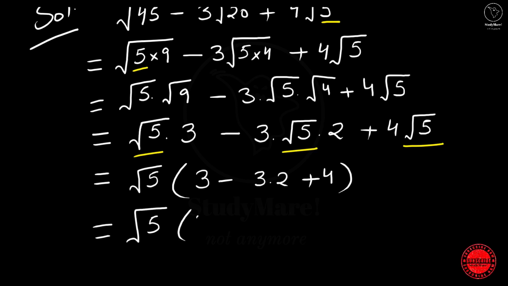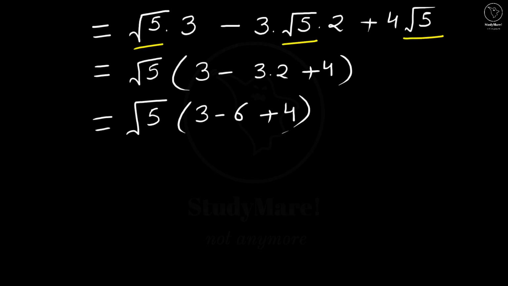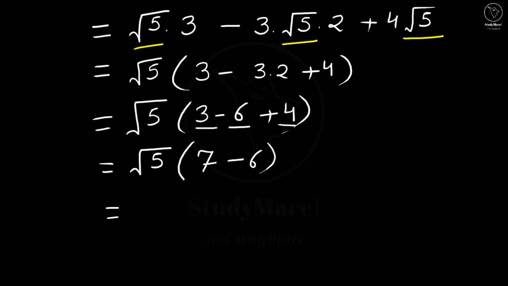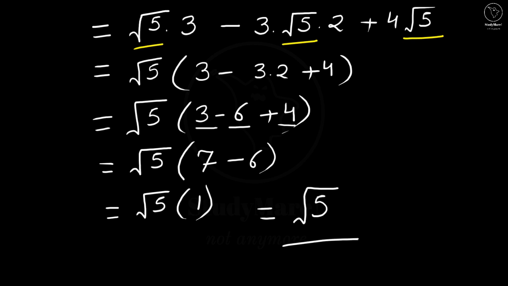into 3 minus 3 into 2 is 6 plus 4, which is equal to root of 5 into 3 plus 4 we get 7, and we already had minus 6 here, which is equal to root 5 into 7 minus 6, it gives us 1. This is equal to root of 5, and that is our final answer.